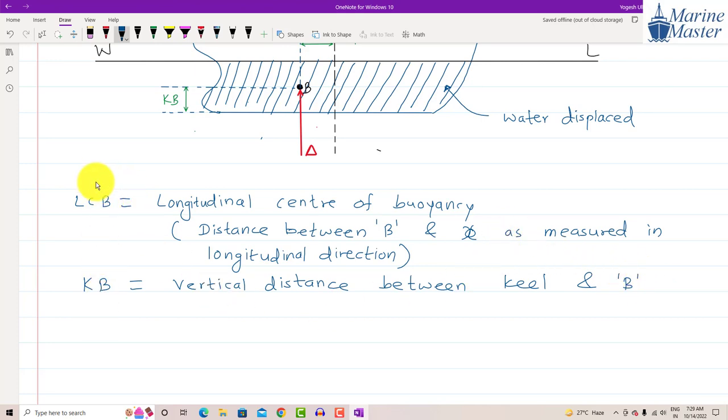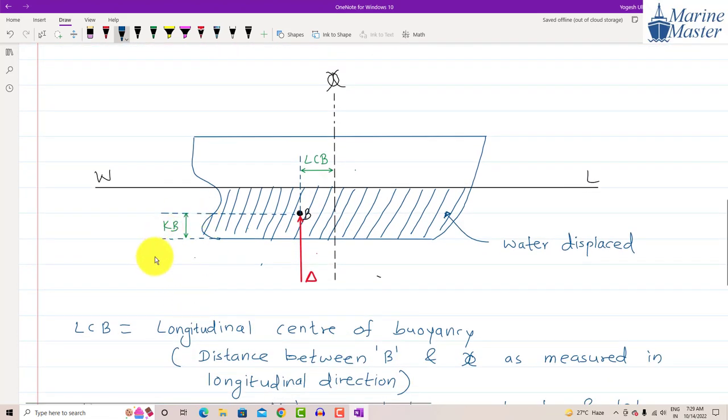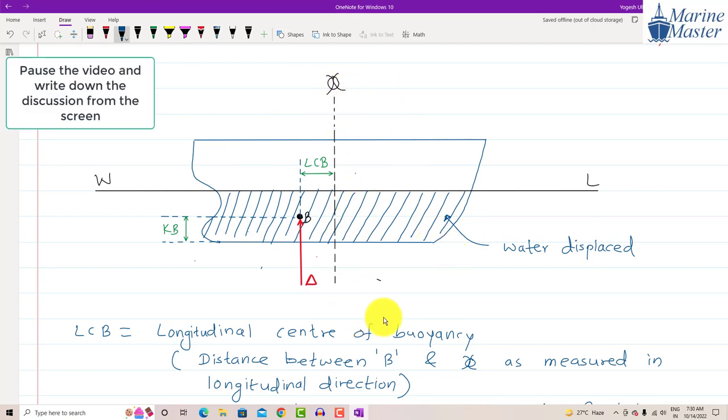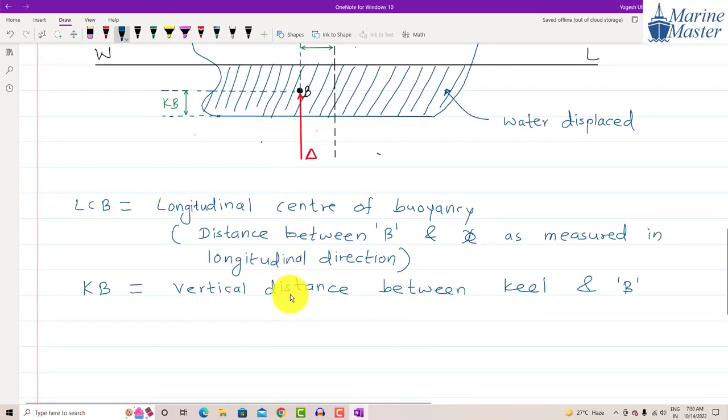So everyone, before going further, we have already written the notes. If you have not written them, write down this note also. After that, draw this figure properly and write down the discussion on the screen, the discussion of LCB and KB.